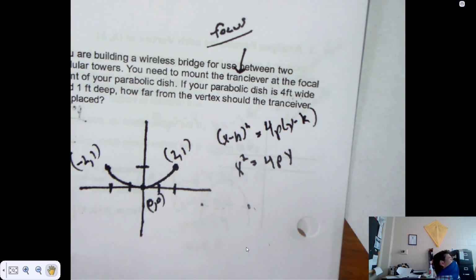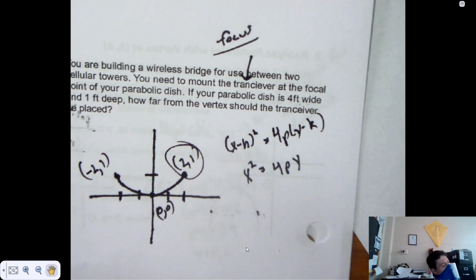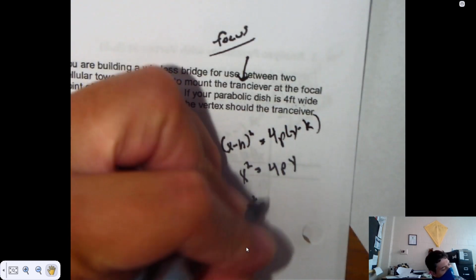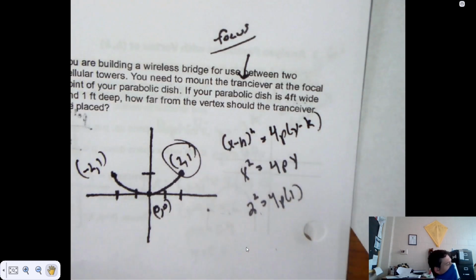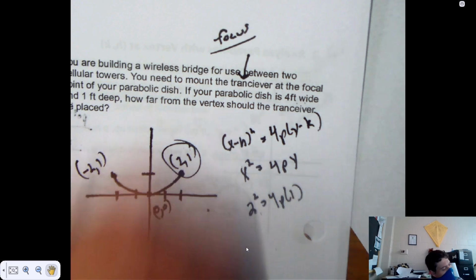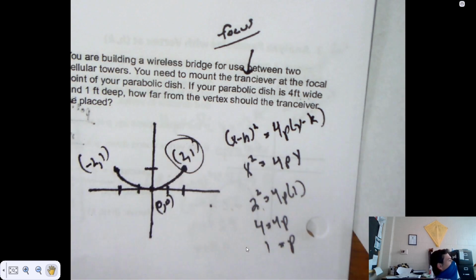Now, you got 2 other points that you can play with. You want to use the negative 2, 1 or the positive 2, 1. Yeah, why not use the positive 2, 1? It's usually easier to work with. So 2 squared equals 4p1. The whole point of doing that is to get you p, because p will tell you where to put the focus because of its definition. So anyways, you have 4 equals 4p. What's p? Well, that's perfect.